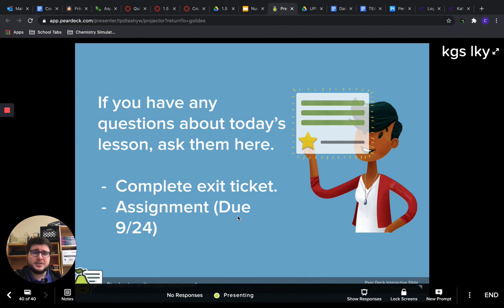Go ahead and do the assignment for this section, which actually we haven't unlocked yet. So we're going to do this assignment together tomorrow. So don't worry about this assignment for now. There's no homework for this lesson tonight, but we will do the assignment together in class tomorrow.